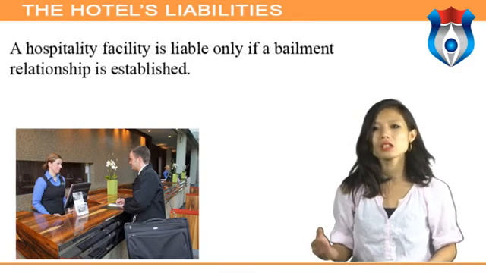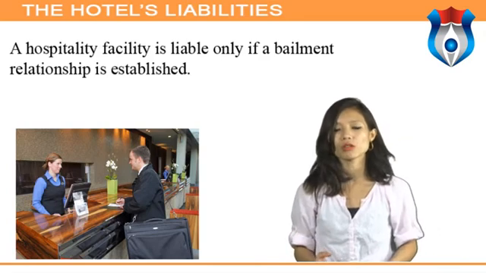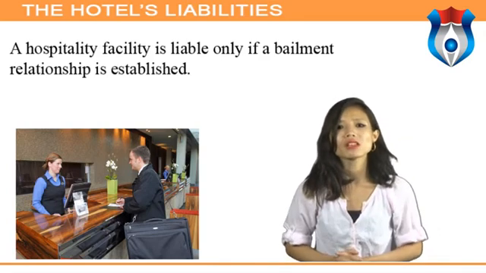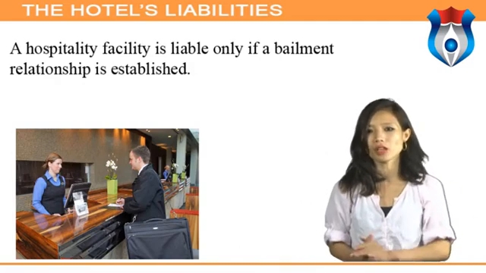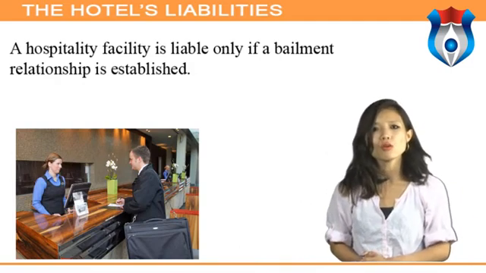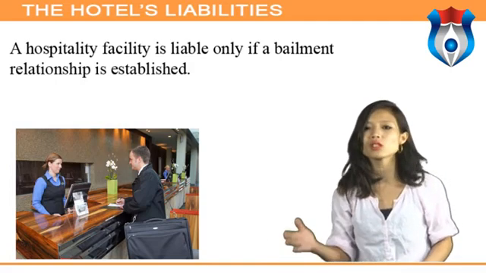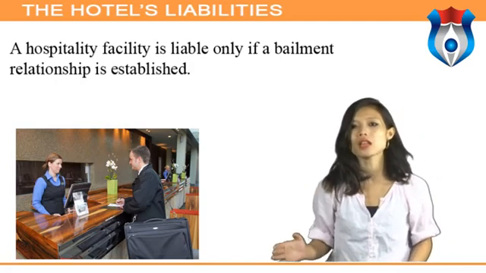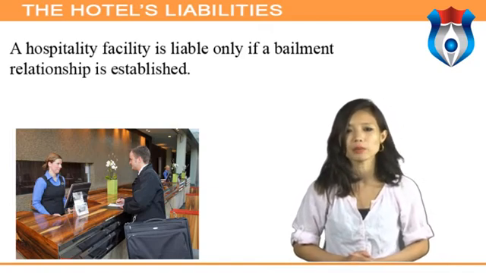Let us now discuss liability under a bailment relationship. A hospitality facility is liable only if a bailment relationship is established. For example, many restaurants and hotels provide coat racks or unattended coatrooms for their guests. Generally, a restaurant would not be responsible for any theft or damage to a patron's property on an unattended coat rack because the restaurant did not legally take possession of the property.